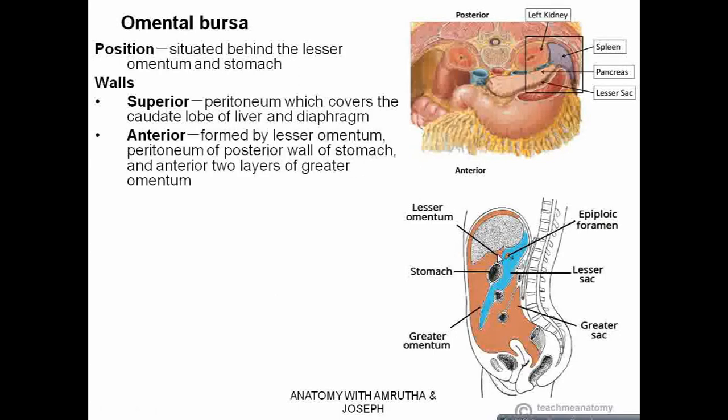Anterior wall formed by the lesser omentum, peritoneum, which is covering the posterior aspect of the stomach, this area, because the second layer of the lesser omentum is covering the posterior surface of the stomach, and the anterior two layers of greater omentum. Yes, definitely this greater omentum has got two layers, the first layer and the second layer. So this is the anterior wall. So we can say that definitely that the anterior wall of the lesser sac is formed by the first and second layer of greater omentum.